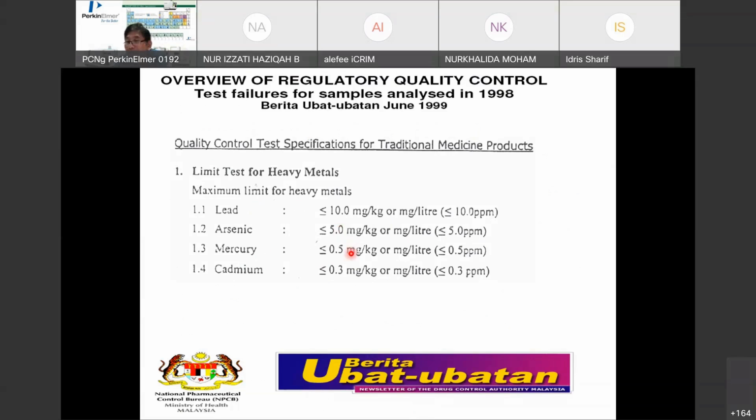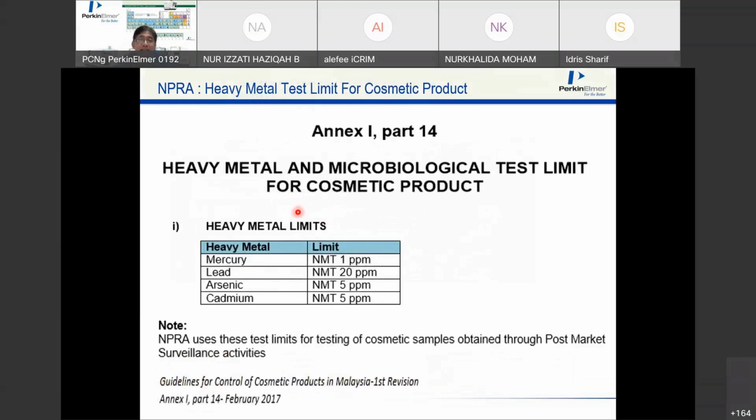Even though you want to use ICP-OES, you have to really play around and reduce the dilution factor here and there. Mercury is also a concern, because if using another method for mercury, it may not be a validated method. So this is cosmetic. The elements listed are slightly different from traditional herb.